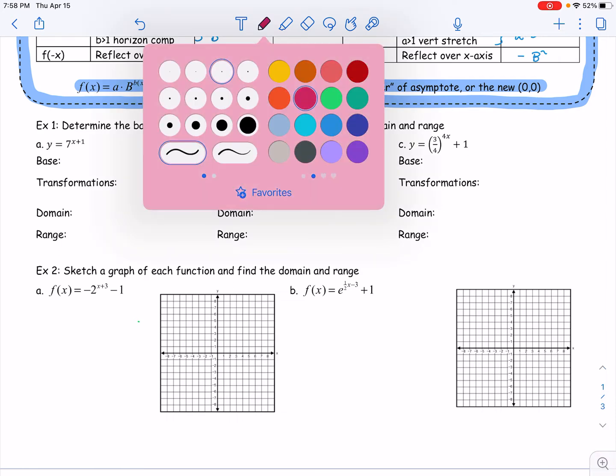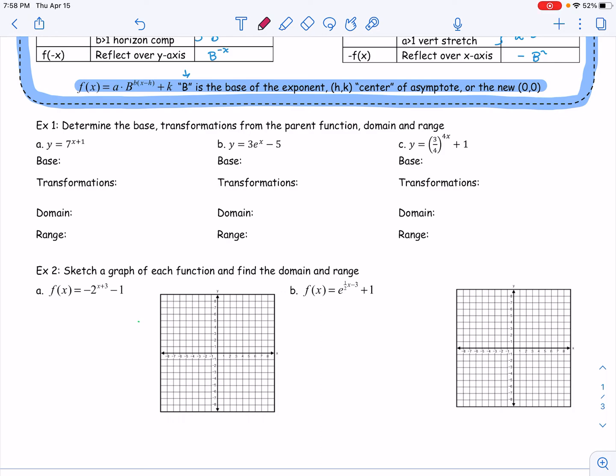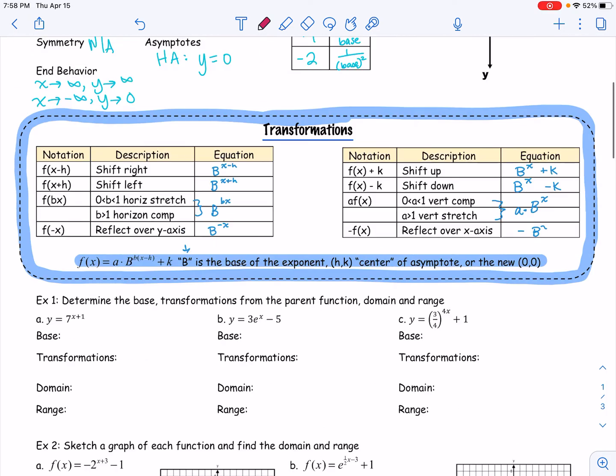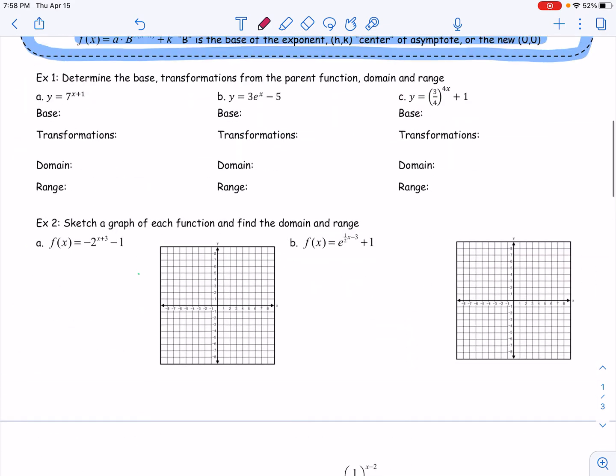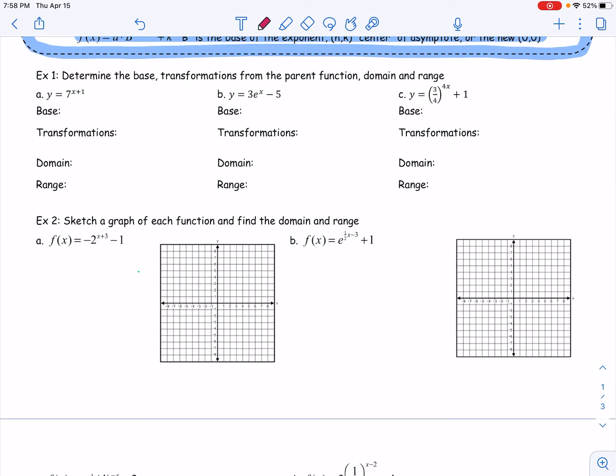So what we want to do is determine who the base is. Remember, the base is what's going to help us with these values here. Those numbers are not always going to be the same. It depends on what the base is. So the base is what's being raised to a power. In this first problem, our base is 7.